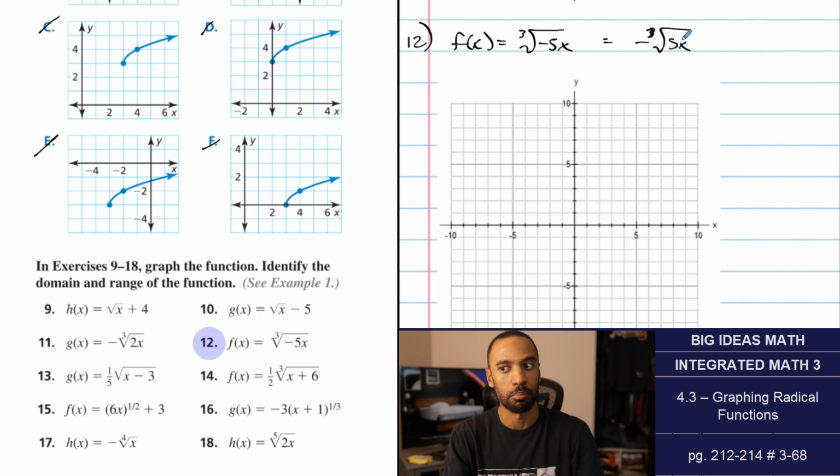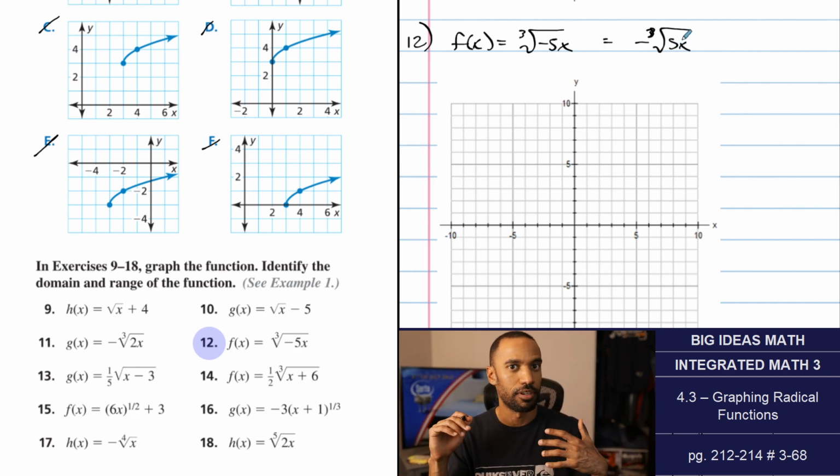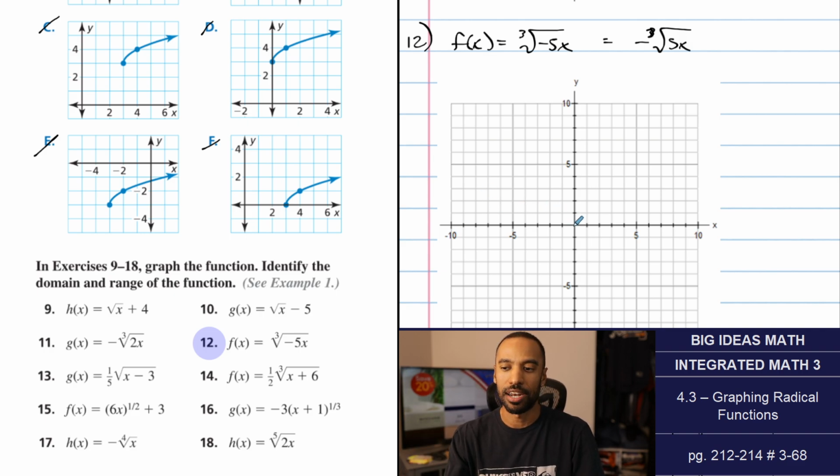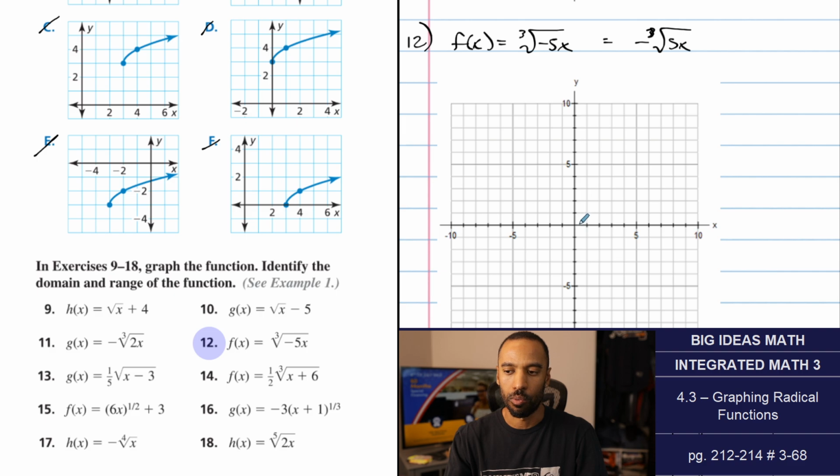However, there's a horizontal compression by a factor of 5 this time. So we divide our x values by 5 to go up just 1. Now, we are going to go right and down and left and up. So instead of 1, 1, 8, 2, 27, 3, we divide our x's by 5. We go over 1/5 to go down 1.